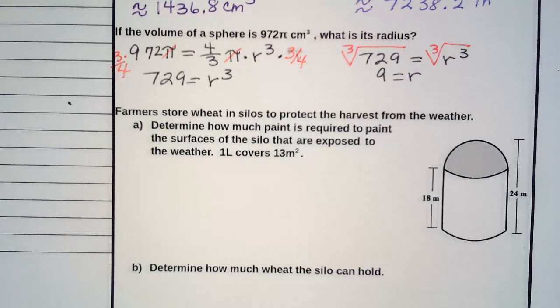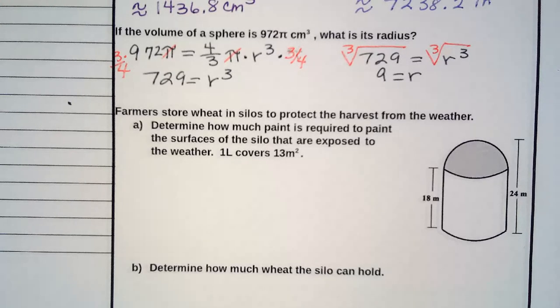Okay, farmers store wheat in silos to protect the harvest from the weather. Here's a picture of a silo. Determine how much paint is required to paint the surfaces of the silo that are exposed to the weather. 1 liter covers 13 meters squared. If you notice, everything is in meters, so we don't have to do any conversions this time.